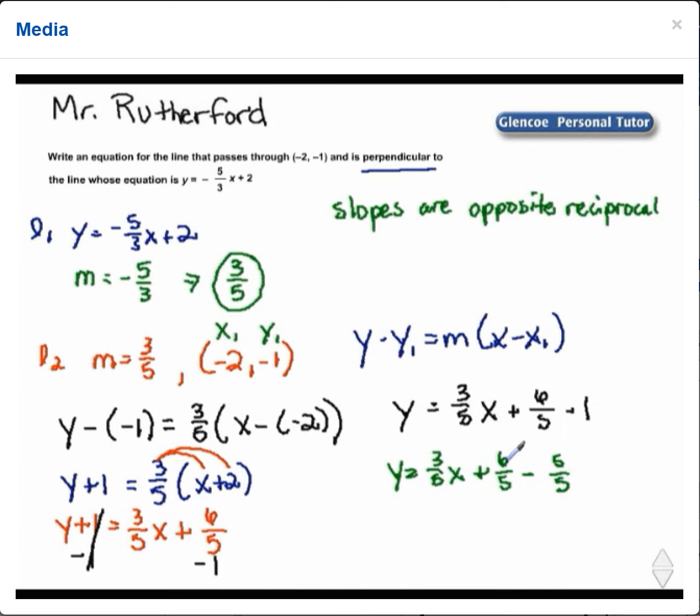Now we can subtract the numerators. 6 minus 5 is 1, so this is going to give us y = 3/5 x + 1/5. So this is our equation in slope-intercept form of a line that is perpendicular to y = -5/3 x + 2 and contains the point (-2, -1).